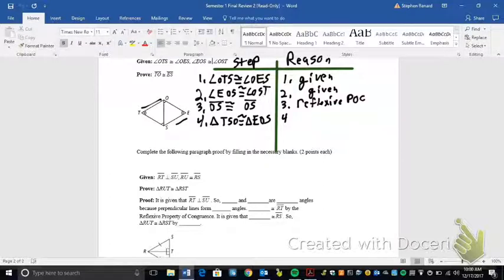We started off with 2 angles. We knew that that side right here is congruent to itself. And so now we have 2 triangles with 2 congruent angles and a non-included side. So that's AAS. And once we can say that TSO is congruent to EOS, we can say that TO is congruent to ES by corresponding parts of congruent triangles are themselves congruent. CPCTC.